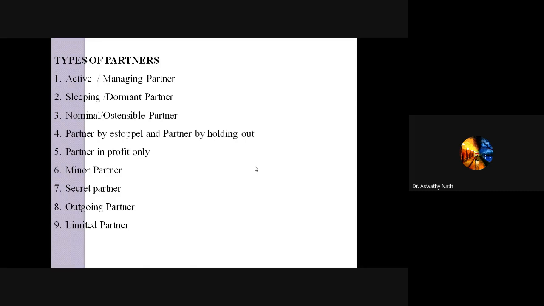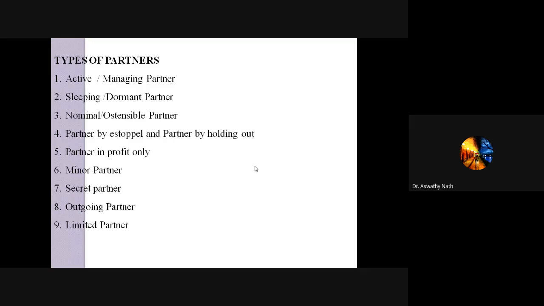And second one is sleeping partner or a dormant partner. Actually, this is a partner who contributes only share capital to the business, and he's getting the share of profit or losses, whatever may be. But he has not actually participated in the business. And in the case of the retirement of a sleeping partner, he does not require to give any public notice.